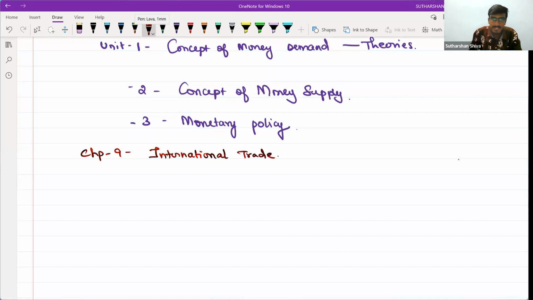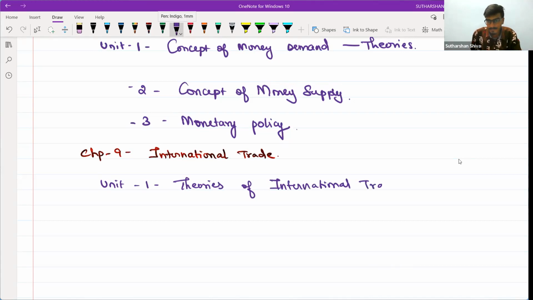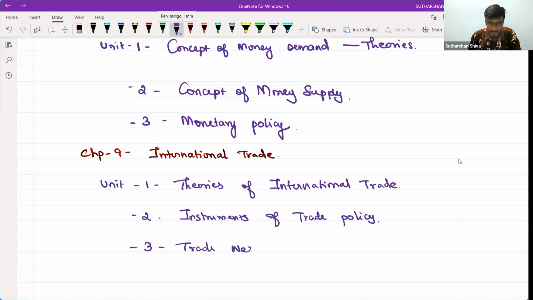In international trade, you are having a total of 5 units. Your unit number 1 is based on theories. What theories? Theories of international trade. And unit number 2 is based on instruments of trade policy, that is, international trade policy. And unit number 3 is based on trade negotiation.